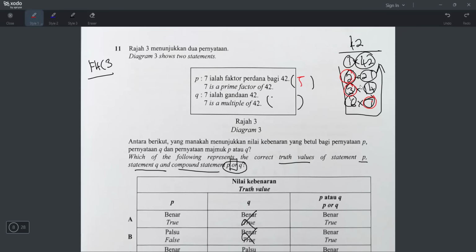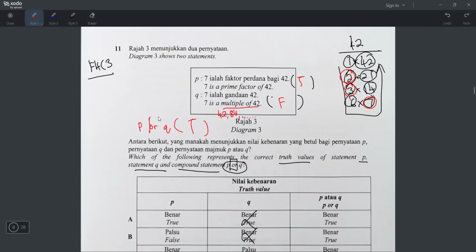Now for the next one, 7 is a multiple of 42. This is false, because the multiples of 42 are 42 times 1, which is 42, then 42 times 2, 84, then 42 times 3, 42 times 4, and so on. So 7 will not be here. So this is false. Now that we know P is true and Q is false, we can find out P or Q. So P or Q will be true.